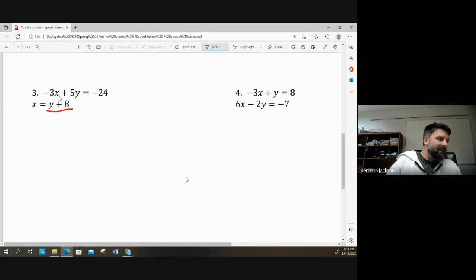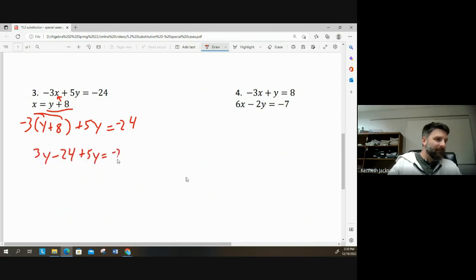So I can take this stuff that x is equal to and plug it in for x. That would be -3 times... Again, I'm copying down the entire equation. The only thing that changes is what I'm substituting in. Instead of x, I have y plus 8. From here, I should be able to solve. Distribute, combine my terms, pick on the little guy, get the variable by itself.